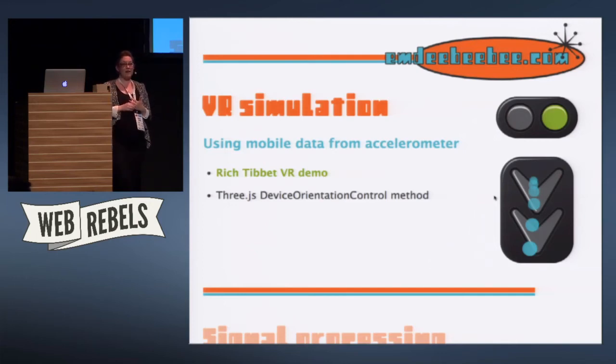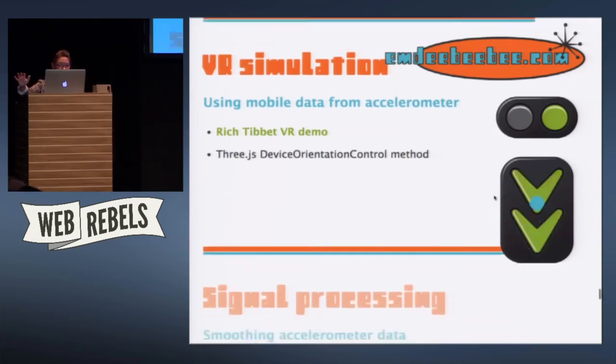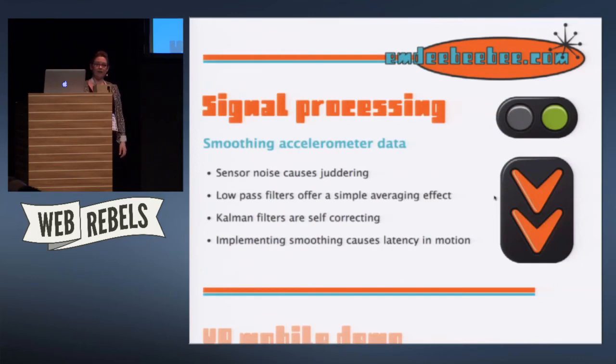I discovered that the team at Three.js had rolled Rich's demo into their own plugins. So now there is a device orientation control plugin that was written by Wes Langley and Rich Tibbett that does exactly this. So that's the other thing that I'm using for doing my virtual reality when I've got the mobile device plugged into the Google Cardboard.